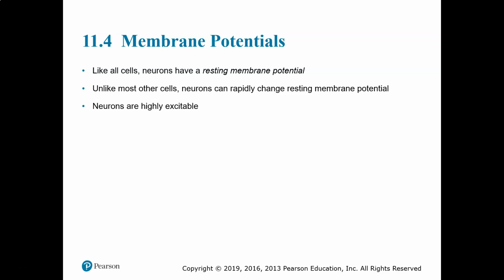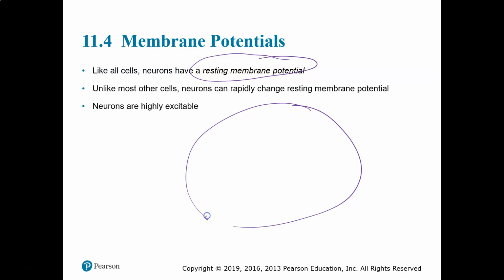Now all cells, even neurons and all other cells, have what's called a resting membrane potential. This is the outside of the cell. This is the plasma membrane. The plasma membrane has a slightly more negative charge, voltage. I'm just putting this to represent negative charge, than the outside, which has a slightly positive charge. So if you took a very, very microscopic voltmeter and measured the voltage from here to here, that would be the resting membrane potential of the plasma membrane.